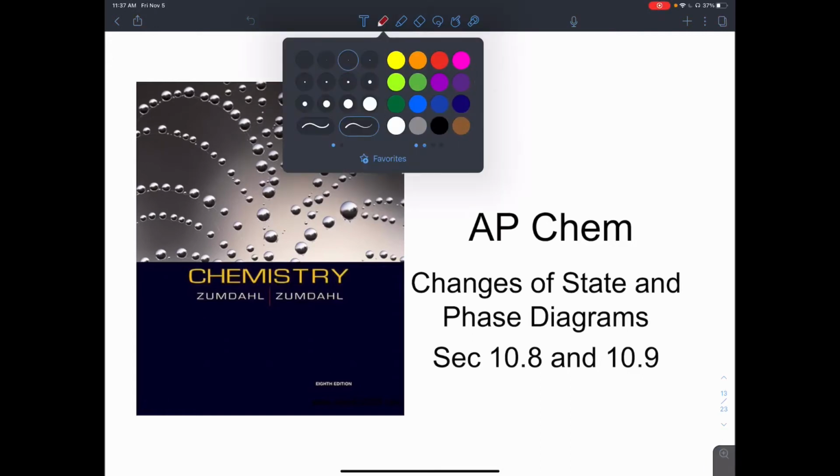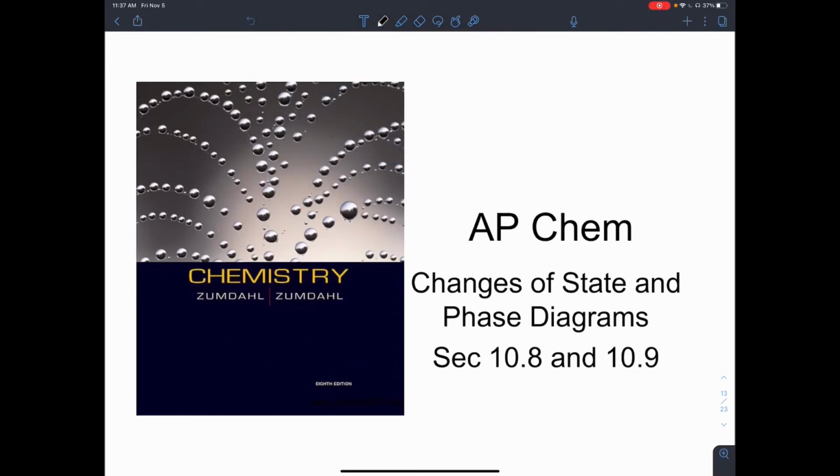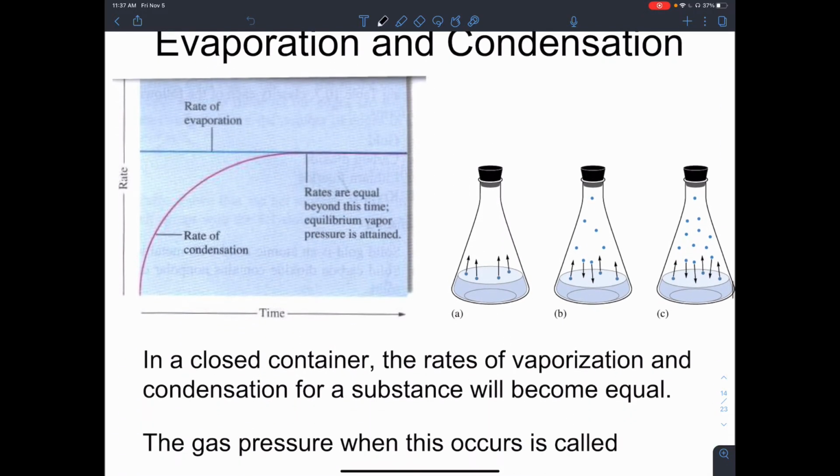Today we're going to begin with our notes in the Chapter 10 section on changes of state and phase diagrams. We want to start by looking at evaporation and condensation. So the image on the right is showing us a liquid in a flask that is evaporating, right? Meaning that the liquid phase is turning into a gaseous phase.